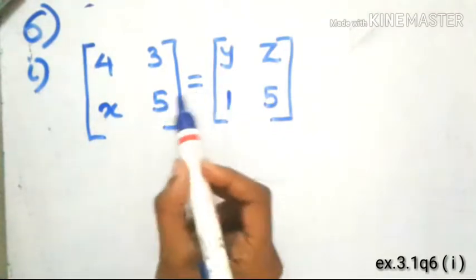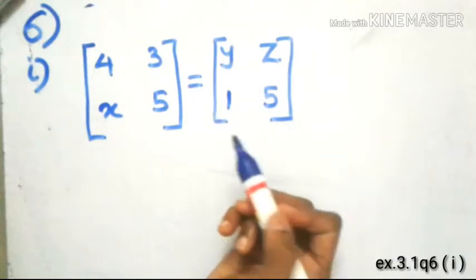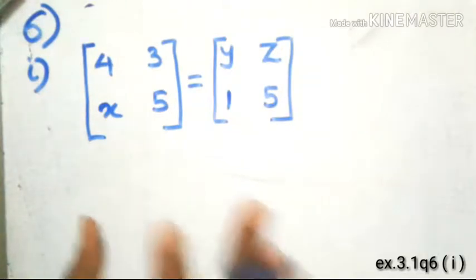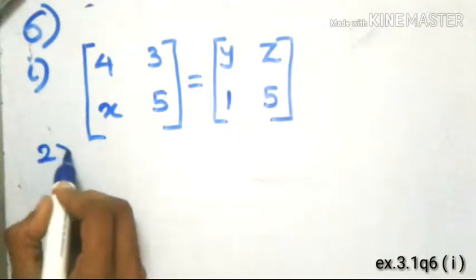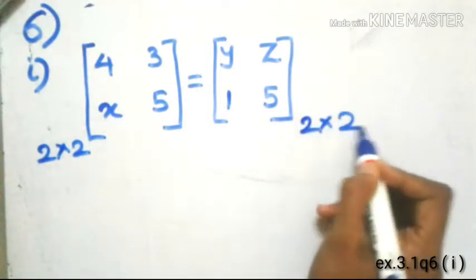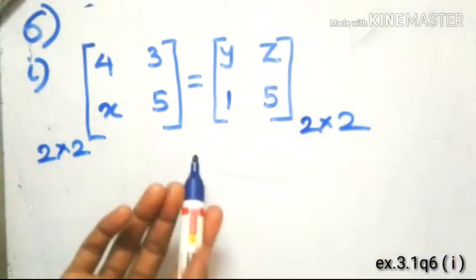So since these two matrices are equal, what does that mean? Let us recall our matrix equality. The two criteria have to be satisfied. The first criterion is that the order should be the same, which is the case over here. They are both of the order 2 by 2. So that criterion is satisfied already.